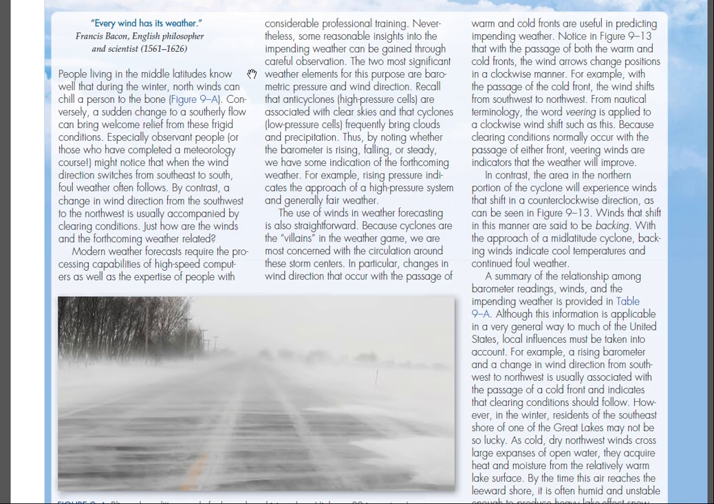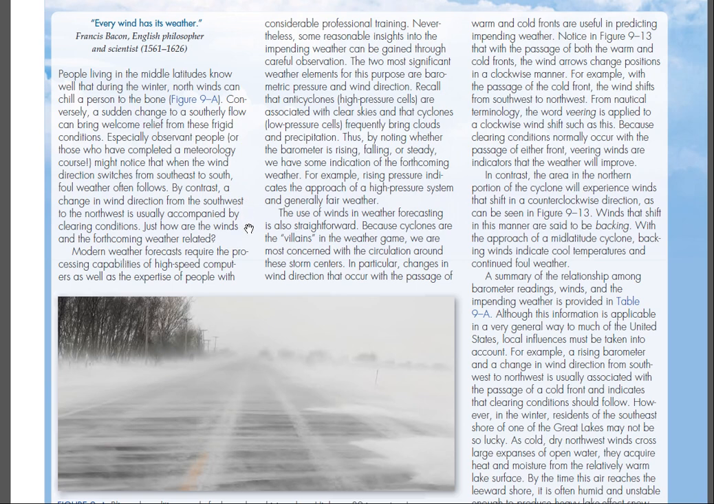Recall that anticyclones, high-pressure cells, are associated with clear skies and that cyclones, low-pressure cells, frequently bring clouds and precipitation. Thus, by noting whether the barometer is rising, falling, or steady, we have some indication of the forthcoming weather. For example, rising pressure indicates the approach of a high-pressure system and generally fair weather. The use of winds in weather forecasting is also straightforward.